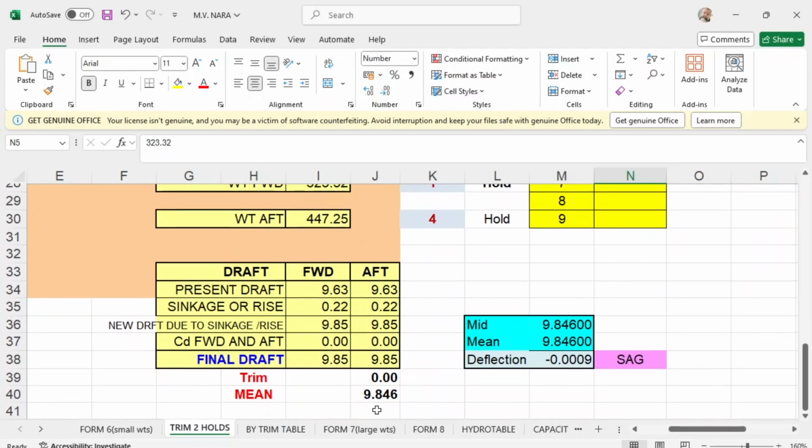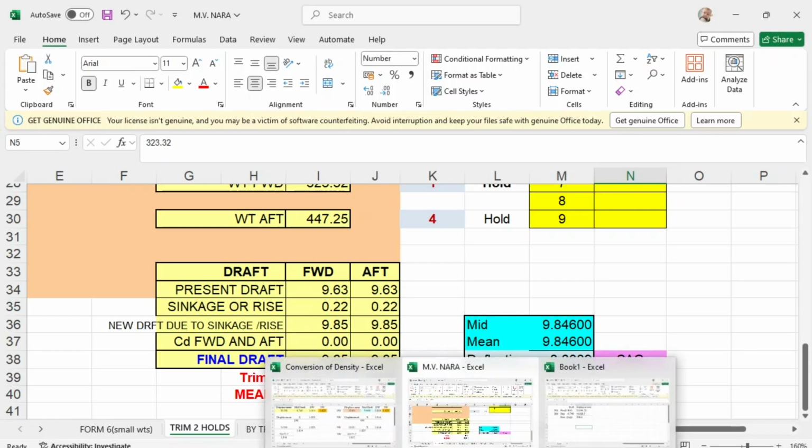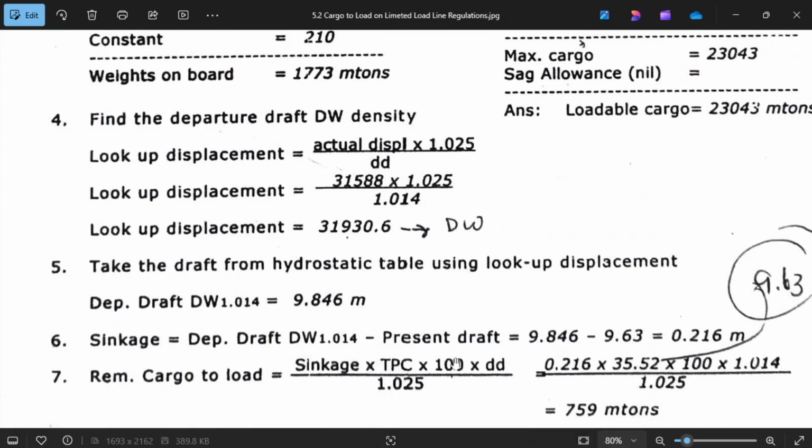and your mean is 9.846. This is very important. So you have zero trim, and your mean draft is 9.846, which is this one, guys, which is very important. 9.846. This will be your departure draft in dock water 1.014.